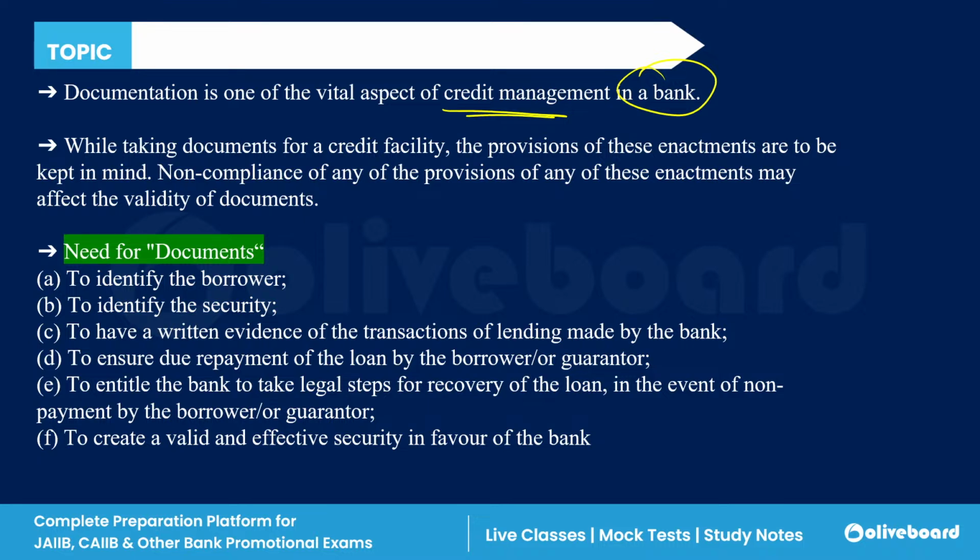What is the need for a document? The first reason is to identify the borrower. Second, it identifies the security. Then you should have a written evidence of the transaction, so it is a written evidence of all the transactions made by the bank.